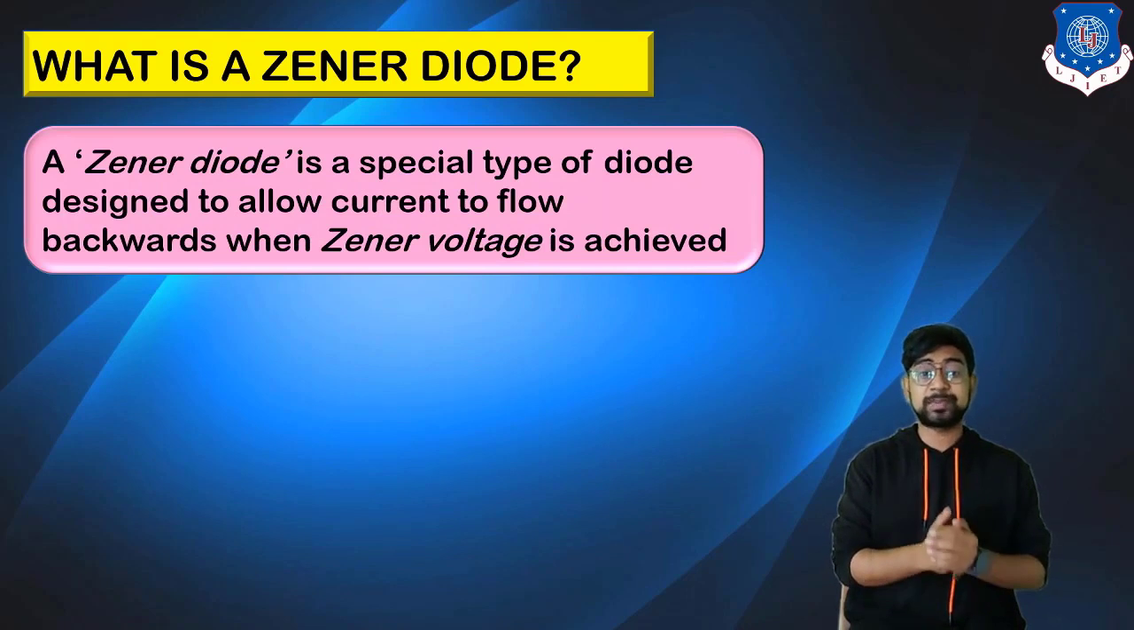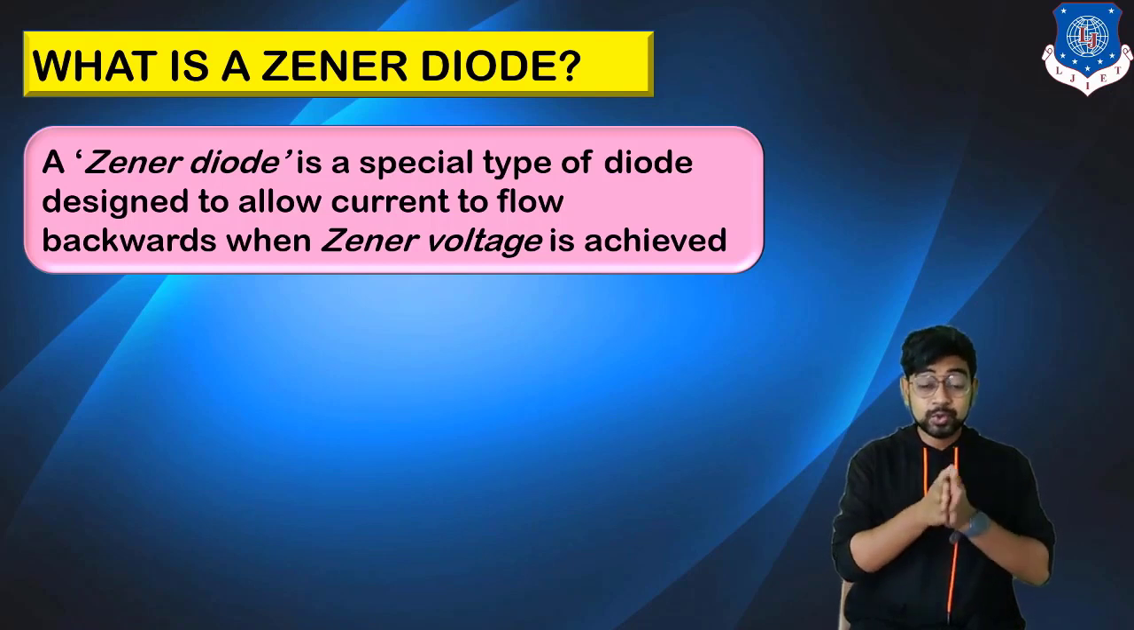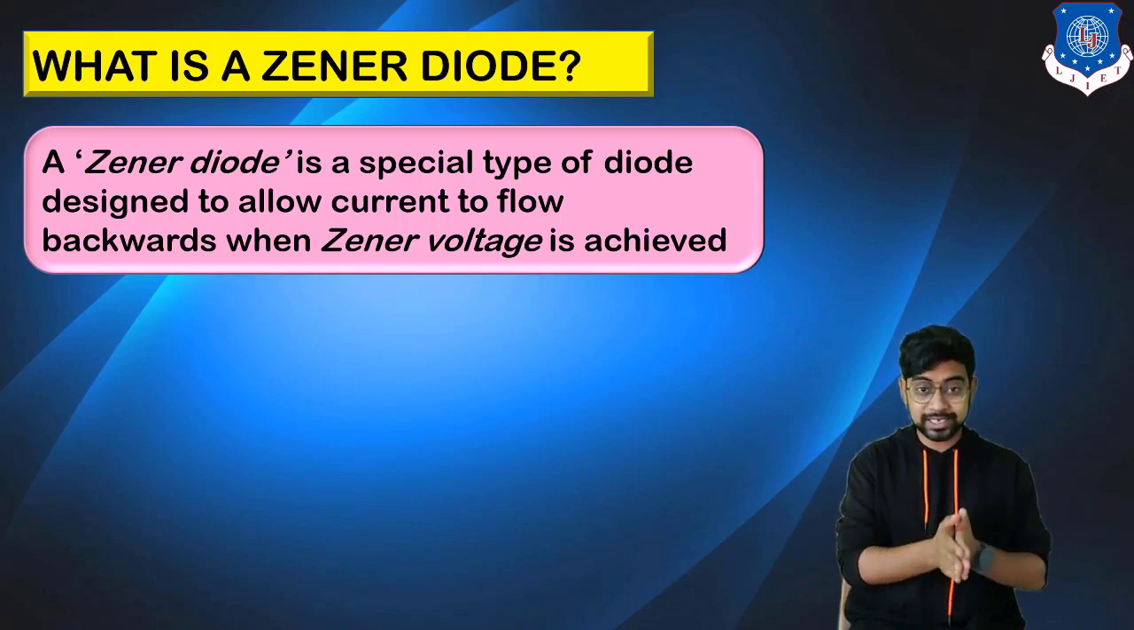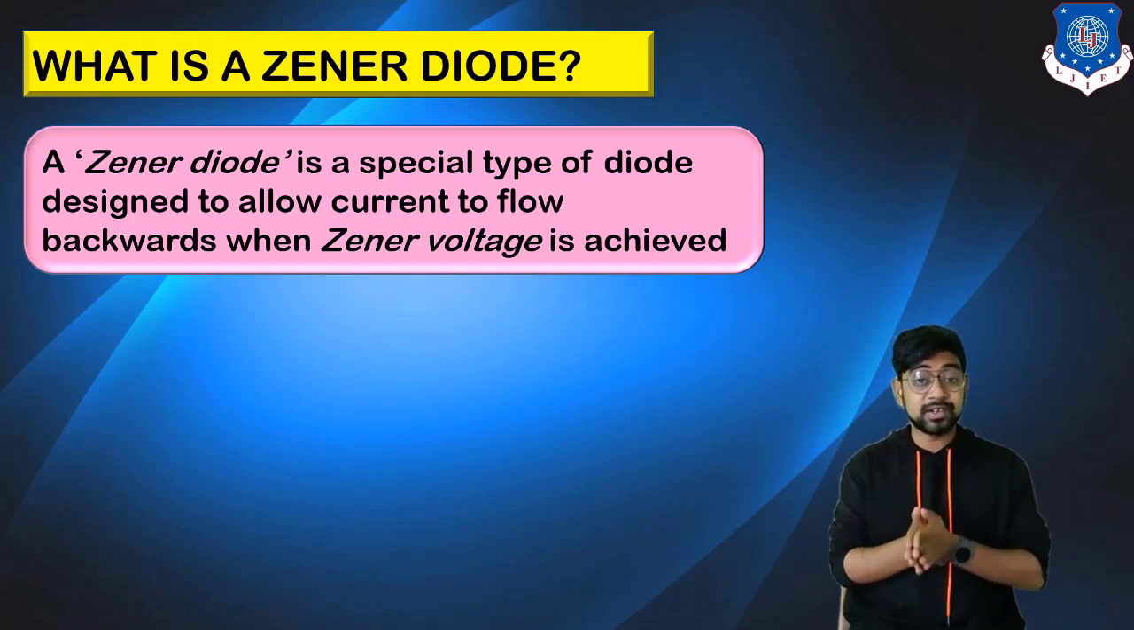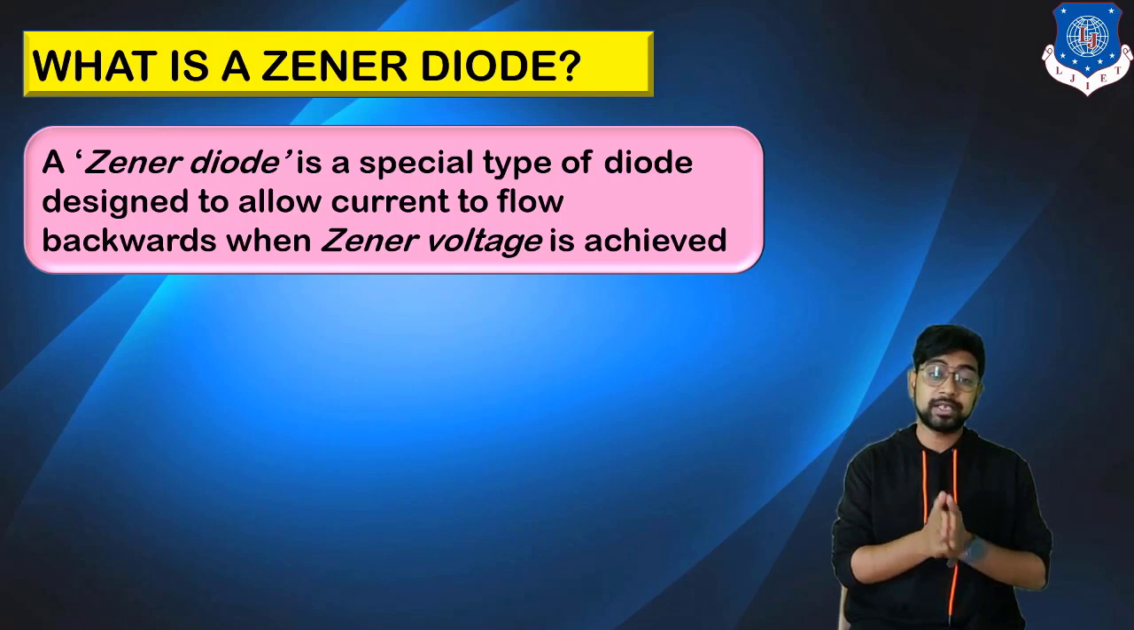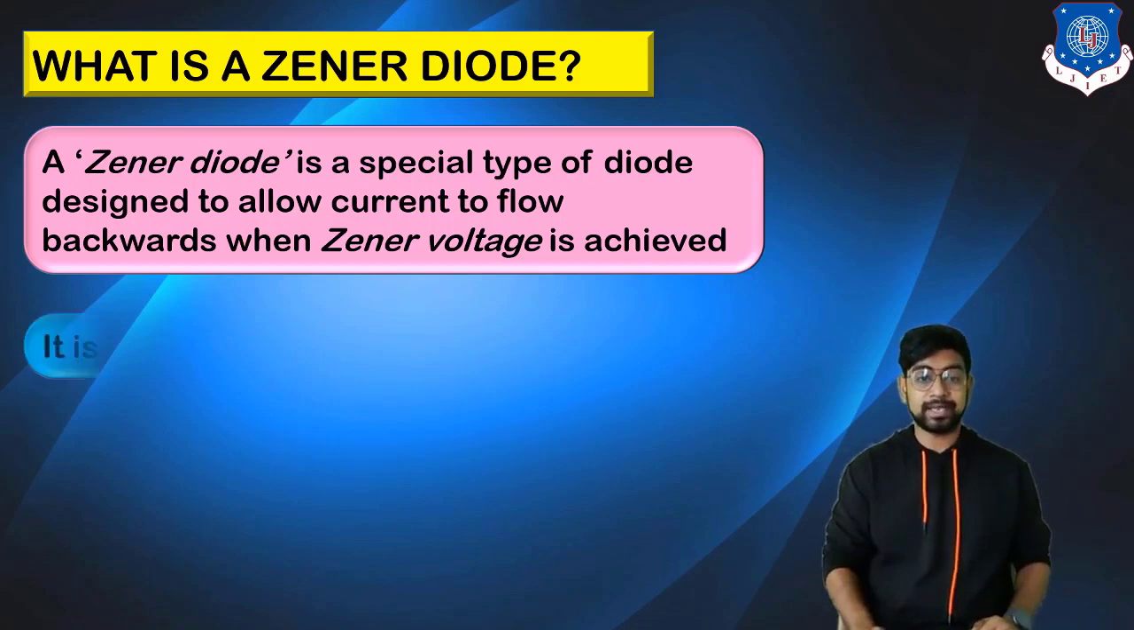A Zener diode is a special type of diode designed to allow current to flow in the backward direction when the Zener voltage is achieved. Now usually what was the problem in the PN junction diode? In forward bias it was definitely conducting very well, but in reverse bias it was working as an open switch, or it did not allow the electric current to flow through it. So the charge carriers were not allowed to flow in reverse bias, but exactly the reverse, in a Zener diode, it is designed in a special way so that it operates in reverse bias.